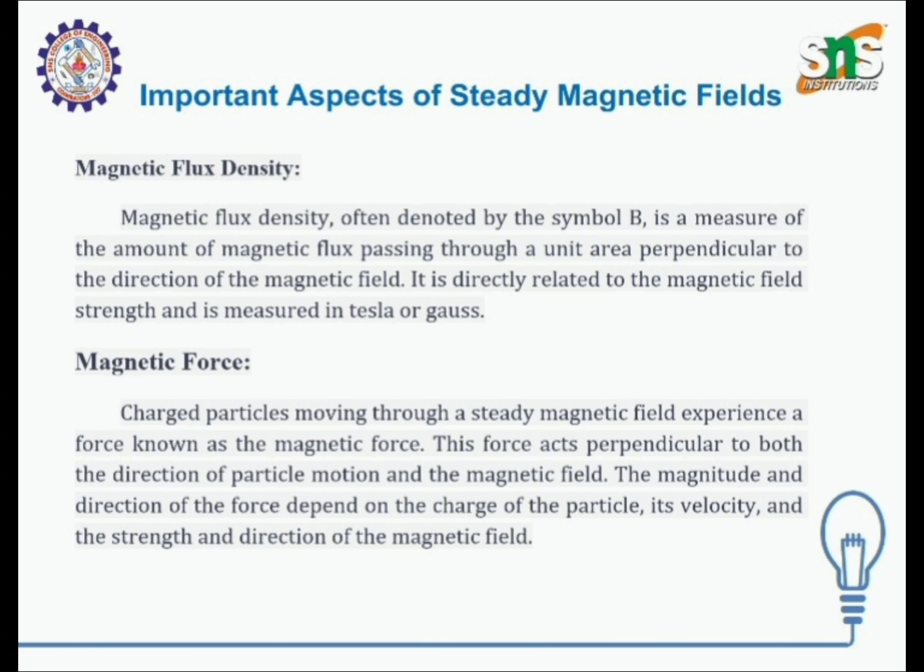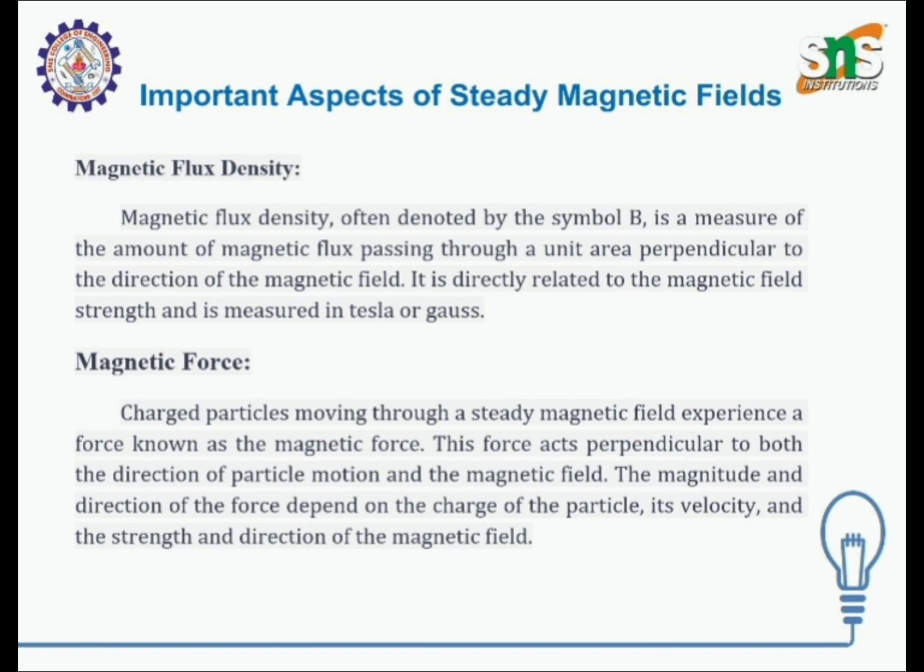Magnetic flux density is often denoted by the symbol B, and it is a measure of the amount of magnetic flux passing through a unit area perpendicular to the direction of the magnetic field. This flux density is directly related to the magnetic field strength, and it is measured in Tesla or Gauss.